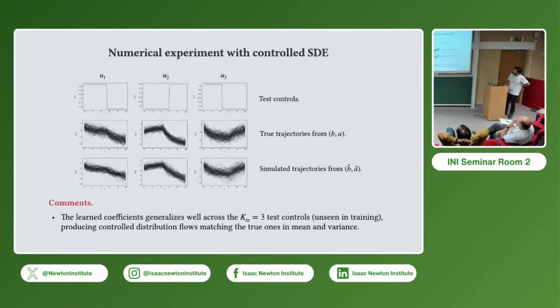And so I obtain this result in dimension 1. Here are 3 test controls, and below you have the true trajectories from the true coefficient and from this control, and then the simulated trajectories from the estimated coefficient for these controls. Again, you can see that the dynamics is correctly reproduced. What is important is that the controls here I drew randomly, so they are test controls. They are not taken from the training set. So experimentally, it generalizes well to unseen controls.